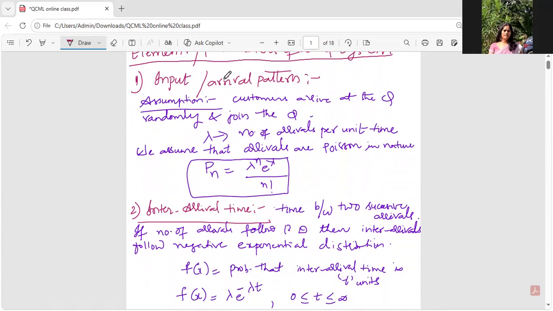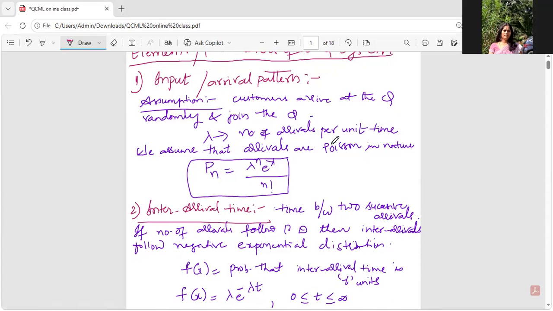Now, usually we observe that customers arrive randomly, but for the queuing model to be discussed in a proper mathematical way, we assume that the arrivals are Poisson in nature. Why? Because we'll be considering on an average how many arrivals are there per unit time. Lambda is the number of arrivals per unit time. It can be per hour, per half an hour, per day, or per 8 hours, like that. So accordingly, lambda would be decided.